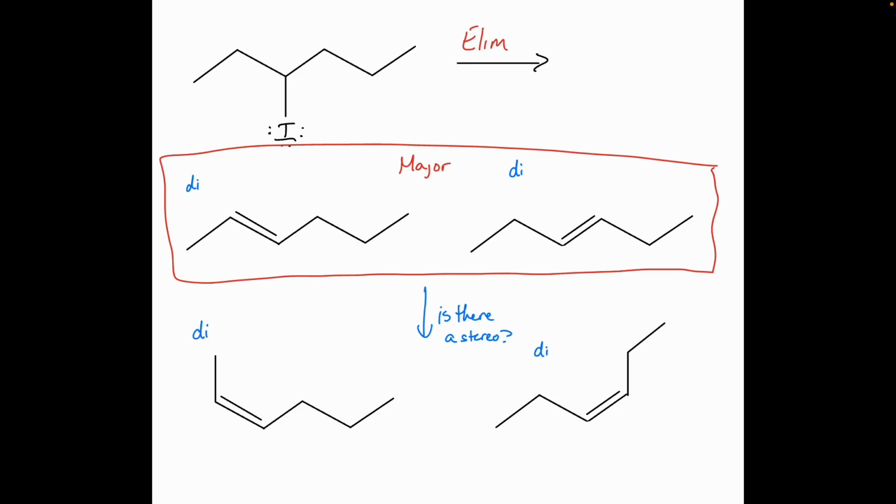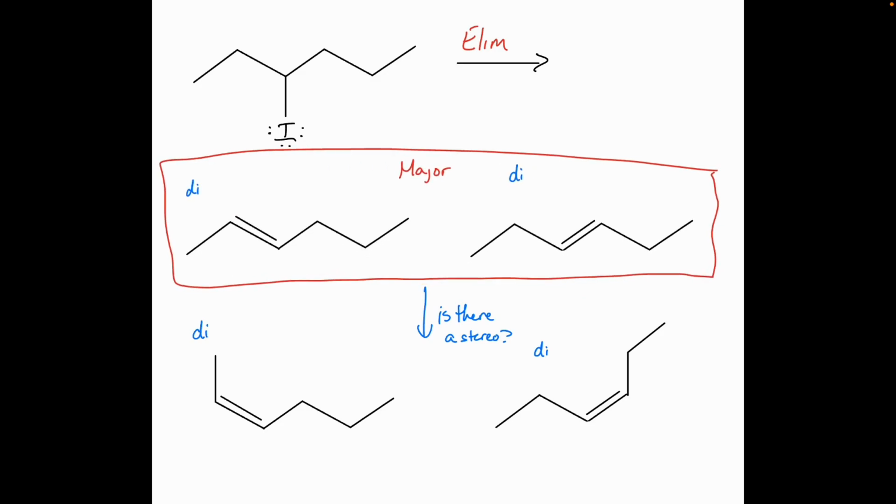Two of these will be what we would classify as our major product. We'd get like 40, 40, 10, 10, or something like that. I just totally made up those numbers. But both of them would be produced in about equal quantities, because they're both di substituted and both have the correct stereochemistry, with those large groups on opposite sides of that double bond.